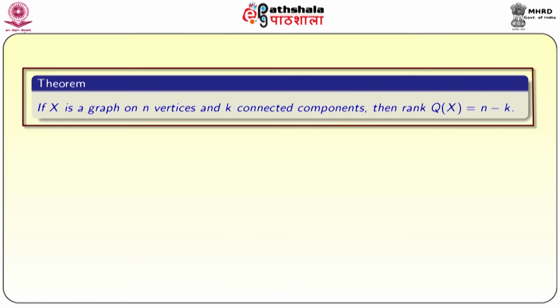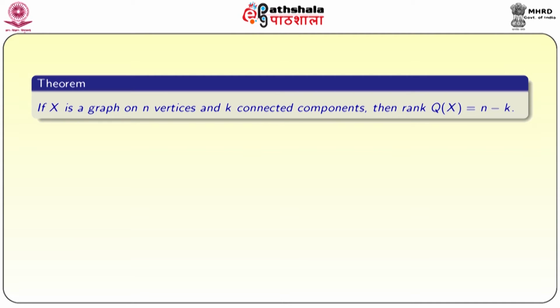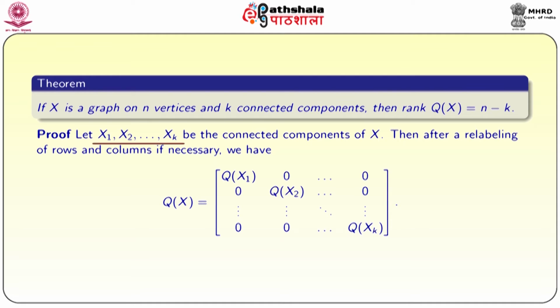Another theorem: if X is a graph on n vertices and k connected components, then the rank of Q(X) is equal to n minus k. Let X1, X2 and so on up to Xk be the connected components of graph X. Then after relabeling of rows and columns, if necessary, we have Q(X) equal to Q(X1), Q(X2) and so on Q(Xk), and the remaining 0. The Q(X1), Q(X2) are on the diagonal, so it is a block diagonal matrix.